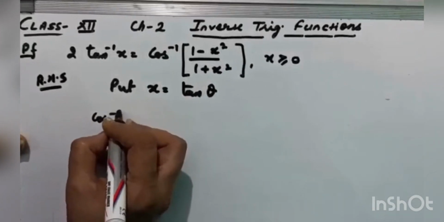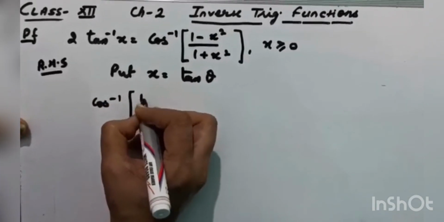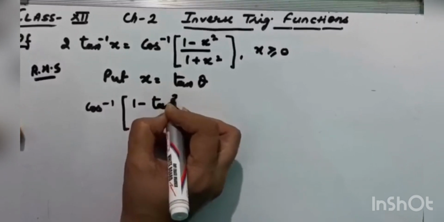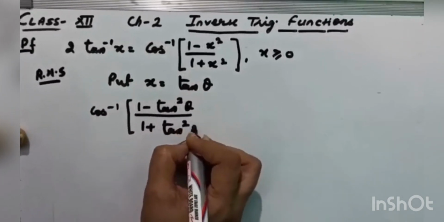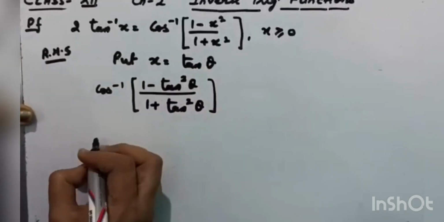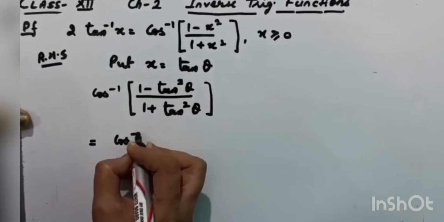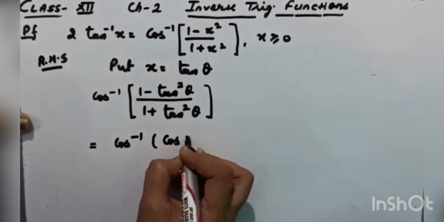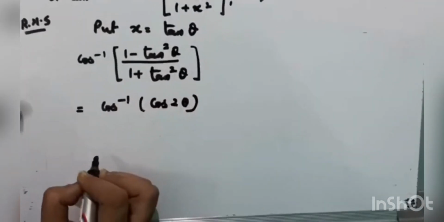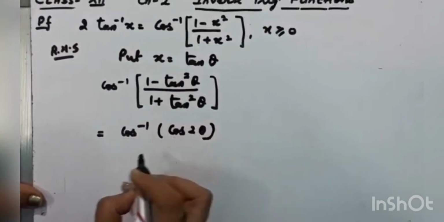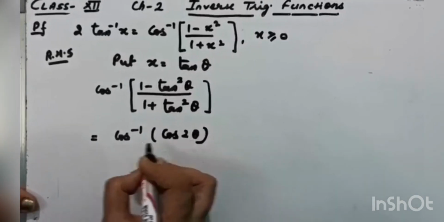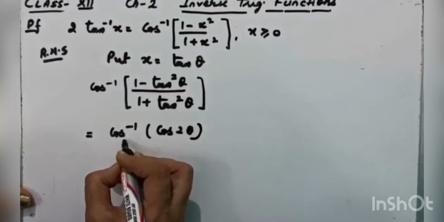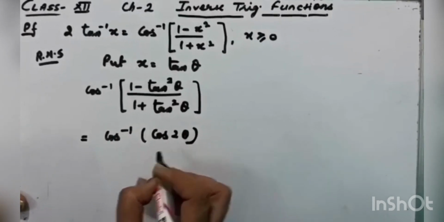So cos inverse of 1 minus tan square theta divided by 1 plus tan square theta. As from class 11th, you all know this formula, it is cos 2 theta. Now cos inverse cos 2 theta is equal to 2 theta only if 2 theta belongs to the principal branch of cos inverse. So for that we have to check this.